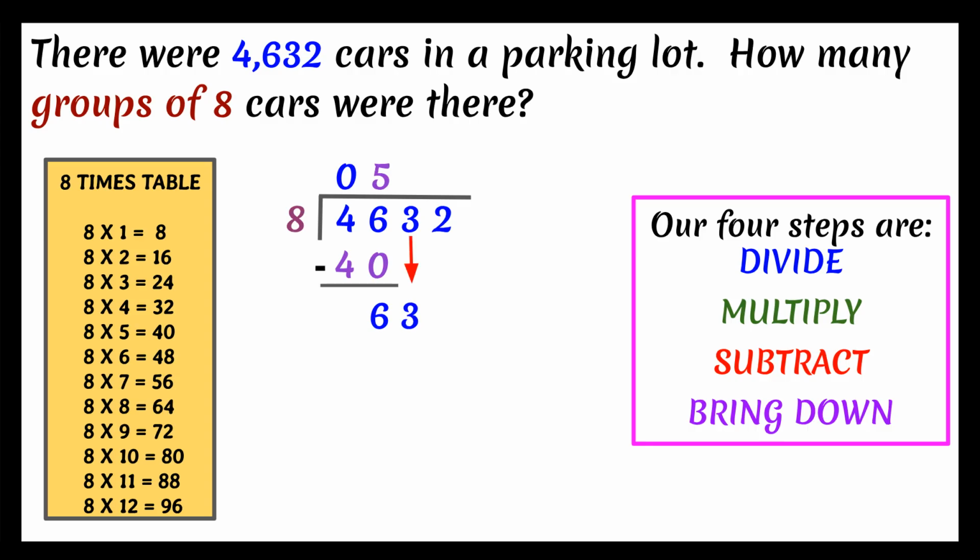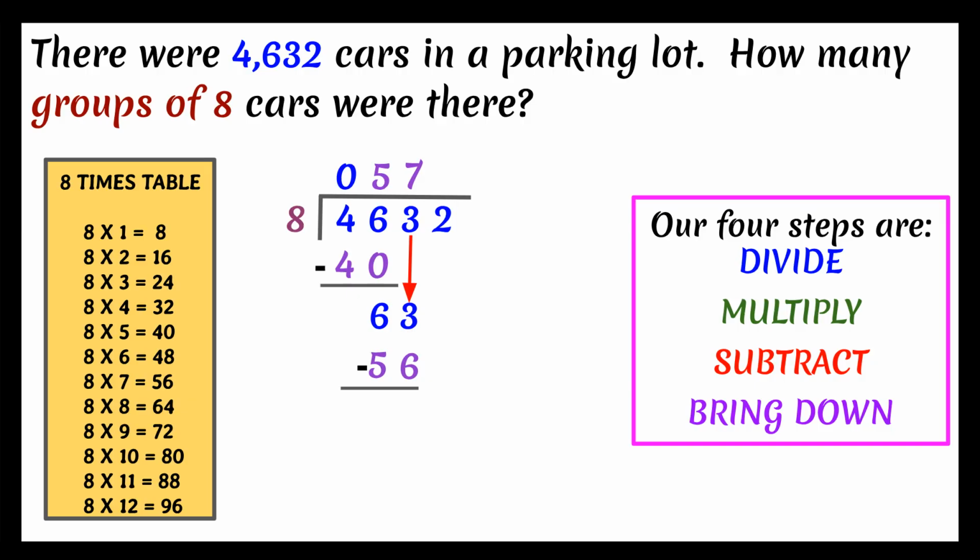Our next step is to bring down the next digit to the right of the 6, which is the number 3. We now have 63 and will repeat the steps. Divide, multiply, subtract, and bring down. Now we ask, how many groups of 8 can we get out of 63? Referring to the times table, 8 times 7 is 56, the closest without going over. So we put 7 above the 3.